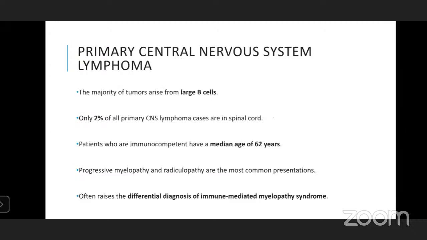Primary central nervous system lymphoma usually arises from large B cells. Only 2% of these are found in the spinal cord, the rest in the brain. So patients who are immunocompetent have a median age of around 32, and immunocompromised are relatively younger.